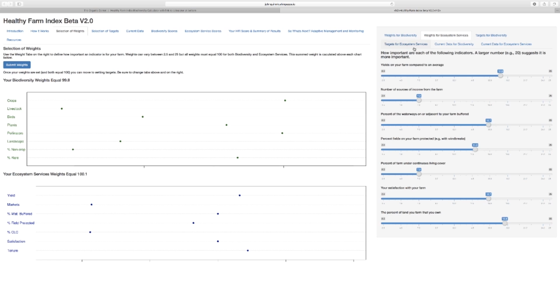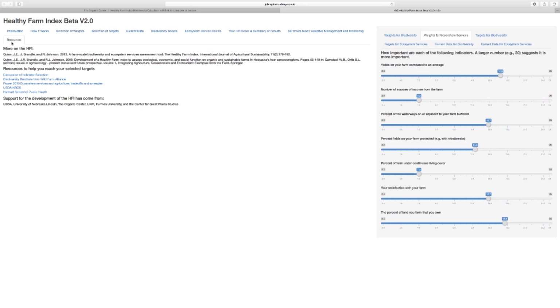For more information on these specific indicators, we do have a resources page here at the end, which has some discussion of the indicator selection and the web guide. We'll also be writing another brochure that complements the web guide, which can provide more information on individual indicators.